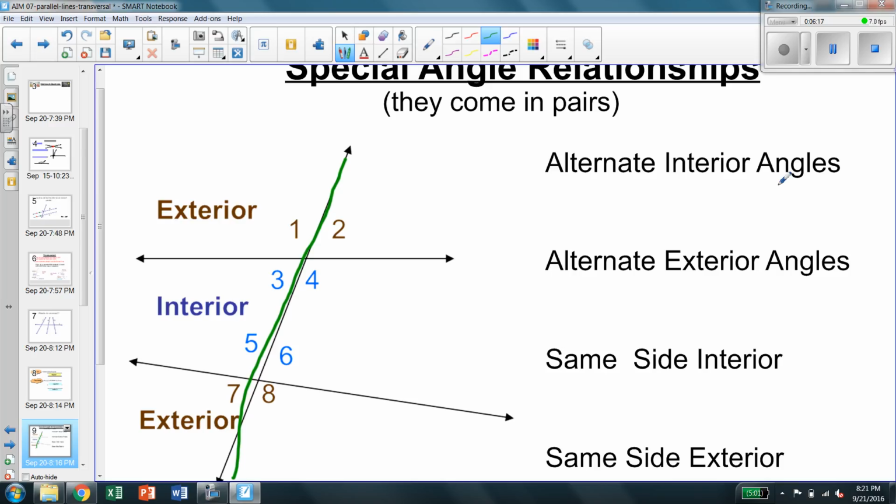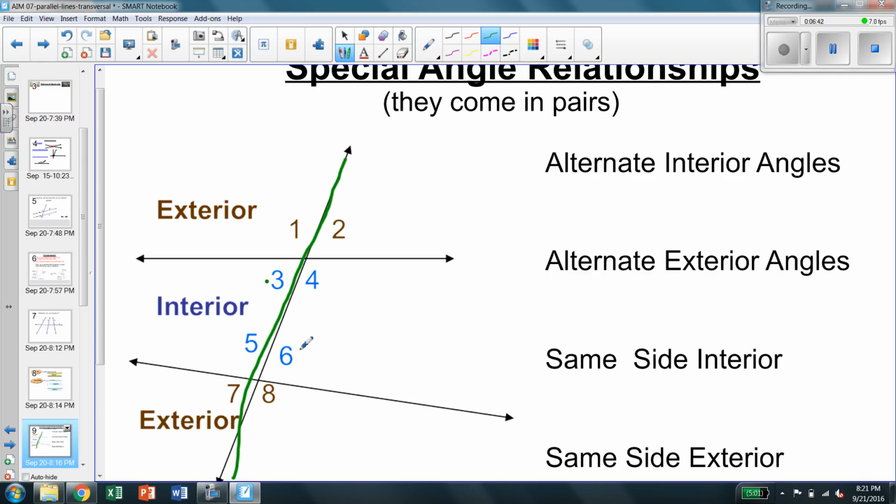Well, which ones are interior and alternate interior? So let's look at angle 3, right here. Alternate means other side, and it can't be this one because these are supplementary, we know that. So farther down, also, excuse me.